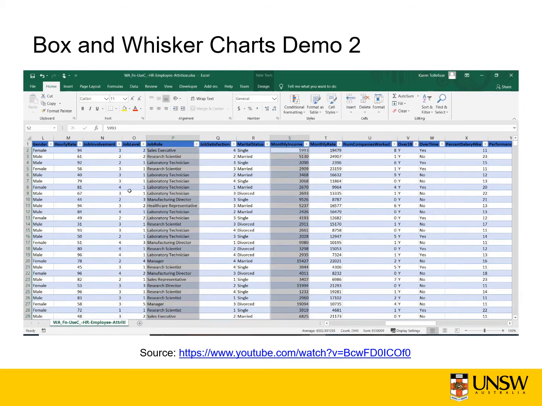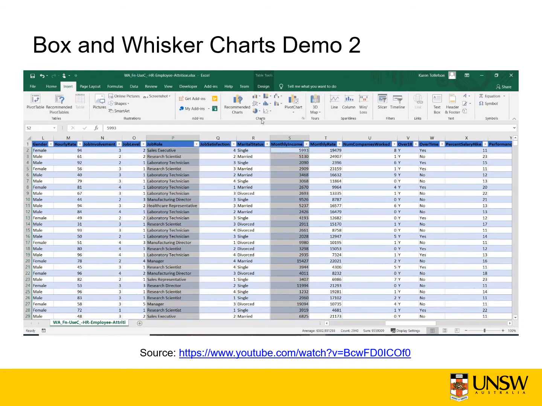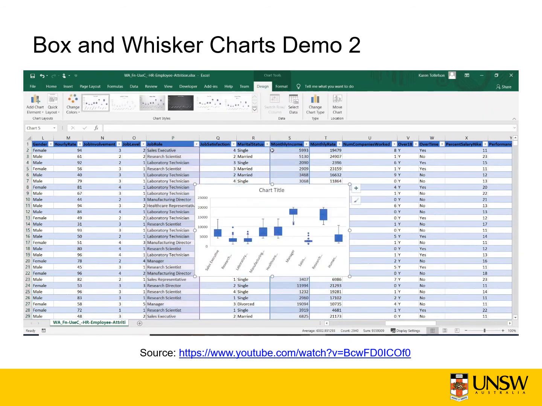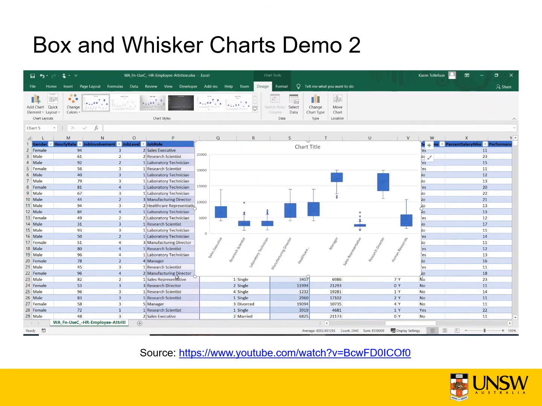Now to create my box plot, I come up to the Insert tab, and under the Charts group, under the Insert Statistic Chart option, I click the drop down, select Box and Whisker, and just like that, I have a box plot.